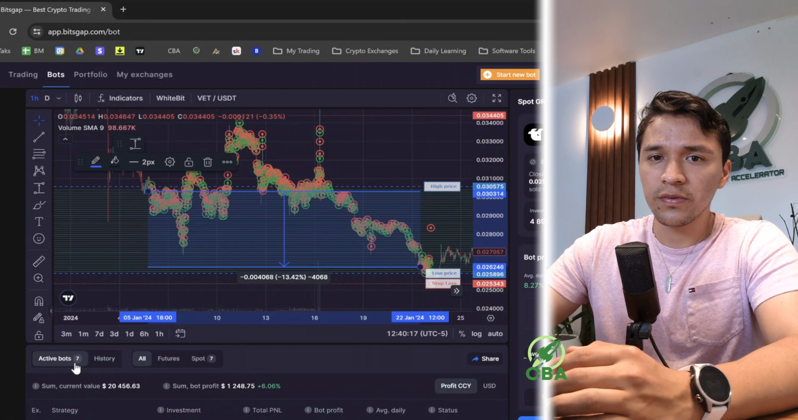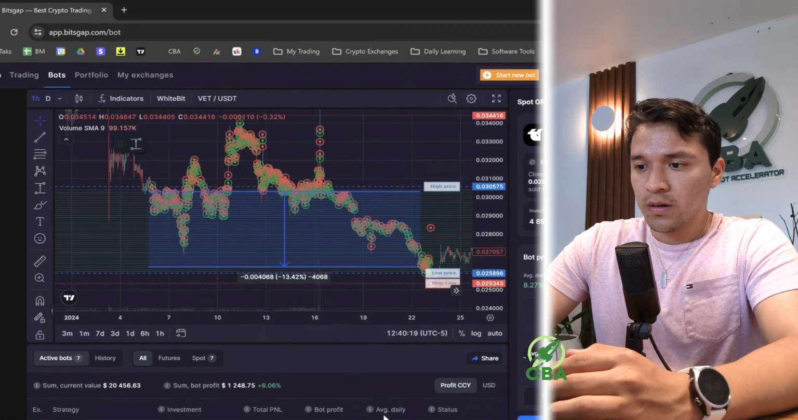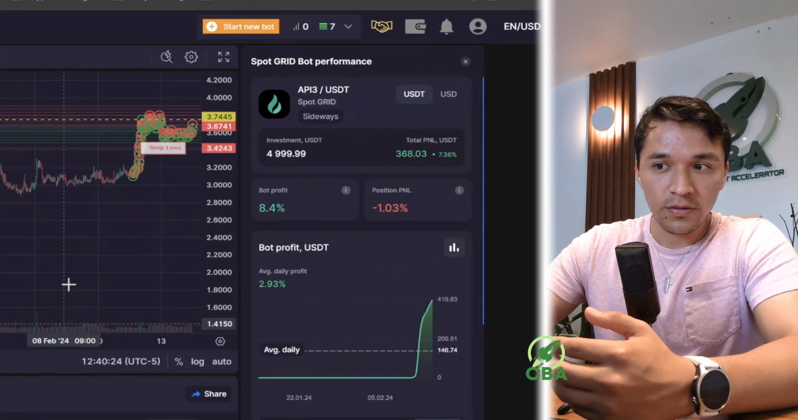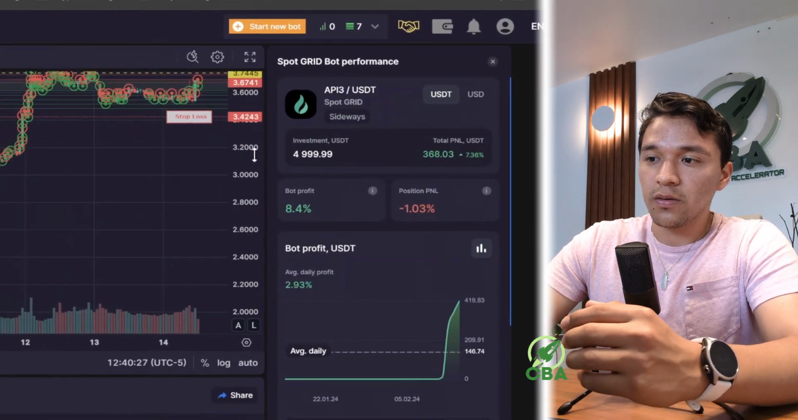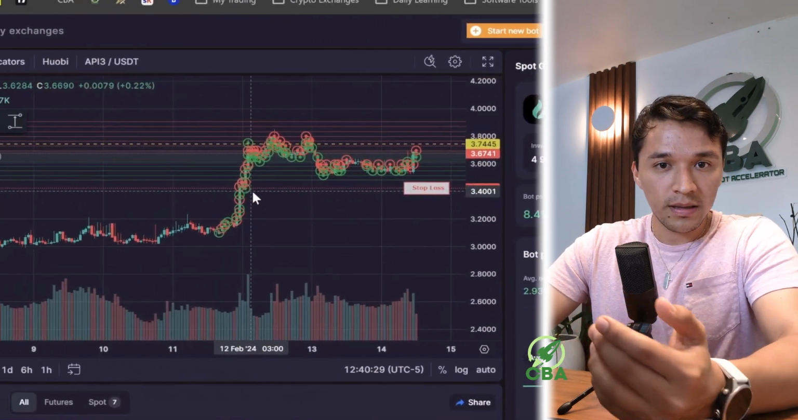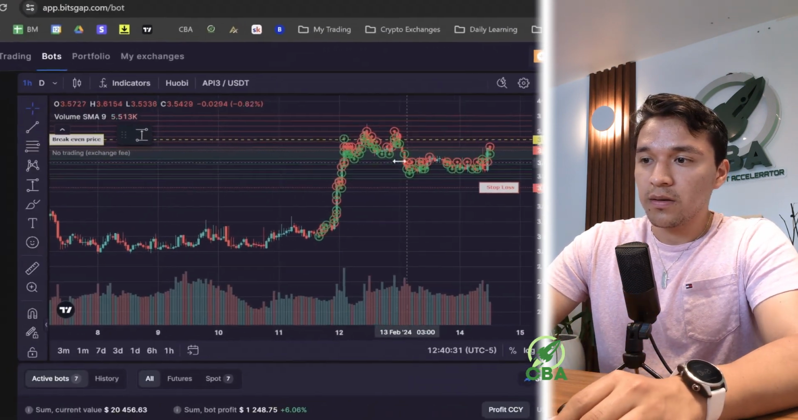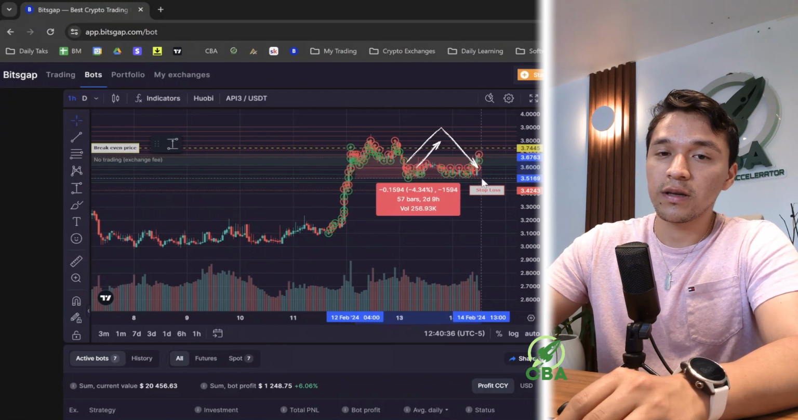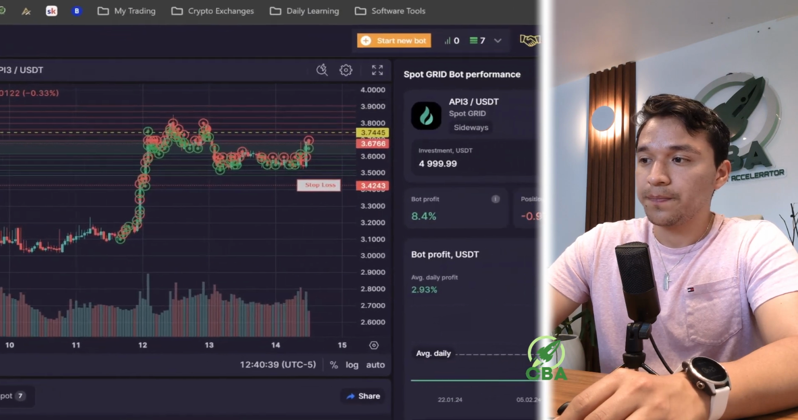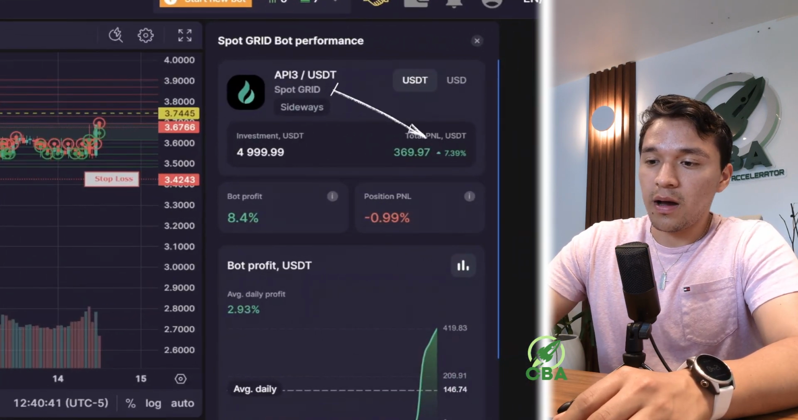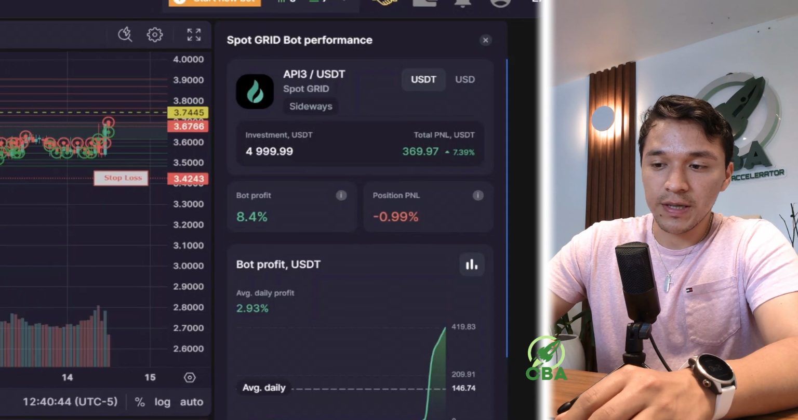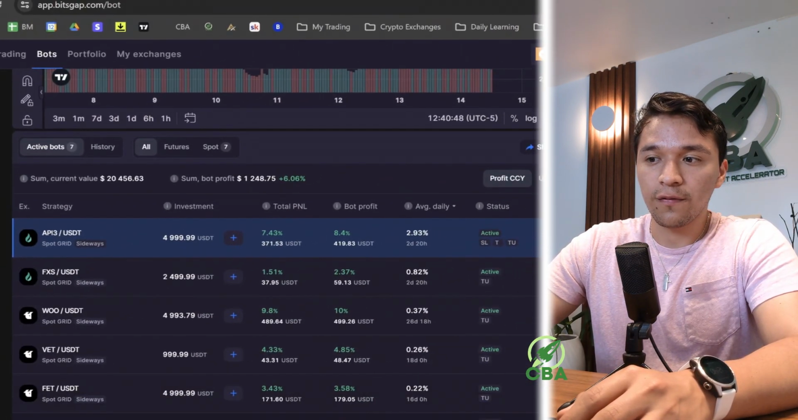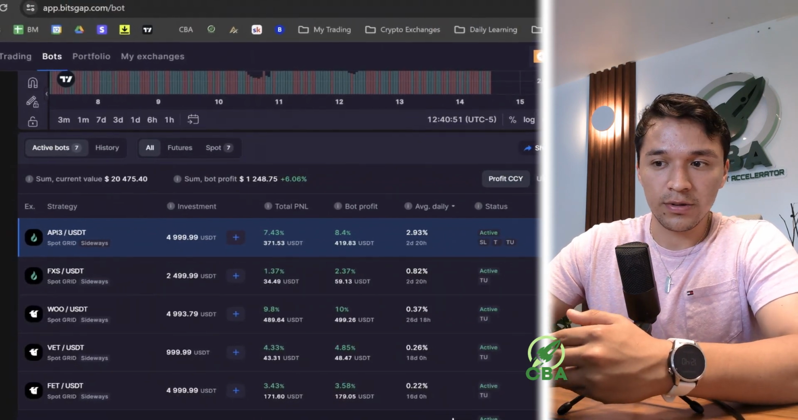Now, let me show you 7 bots that I have running right now. So we can see this one is running with about $5,000. We can see also there is a small spike in the price, but then all of the time it has been trading sideways movement. So it has been trading sideways for about 2 days, and it's currently up 7.39%, meaning that it has generated about 371 in profit in the last 2 days and 20 hours.